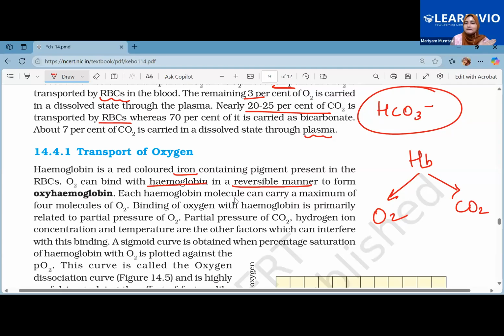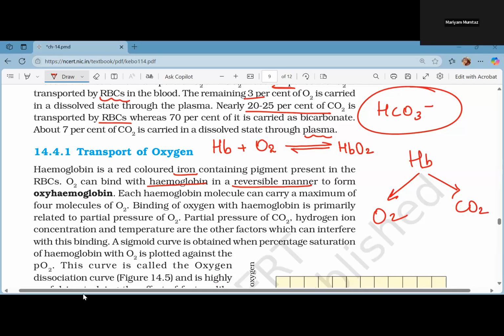Why reversible manner, students? For example, if I write hemoglobin plus oxygen, this is the reversibility that we are talking about. Why reversible? Who can explain this? Because the O2 needs to be transported. Yes, 100%. Because the oxygen ultimately has to be separated from the hemoglobin and sent to the different body parts so that our body parts could utilize it. Had it been an irreversible reaction, the oxygen would never break from the hemoglobin molecule.